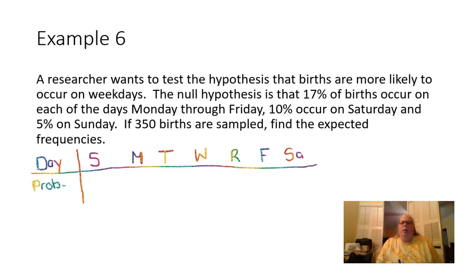So on Sunday, the probability that a baby will be born is 5%, which as a decimal is 0.05. The probability that a baby is born on Monday is 17%. So this is 0.17, and in fact, it's 17% on all the days, Monday through Friday. And then we get to Saturday, and the probability changes to 10%. So as a decimal that is 0.10.